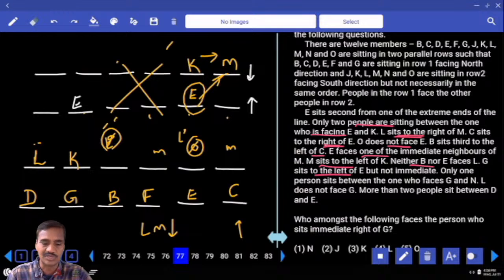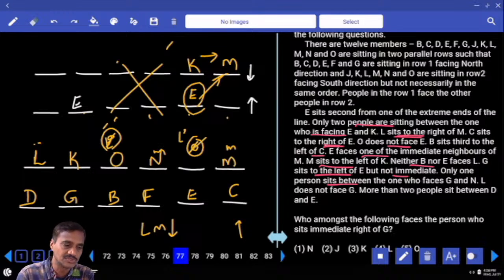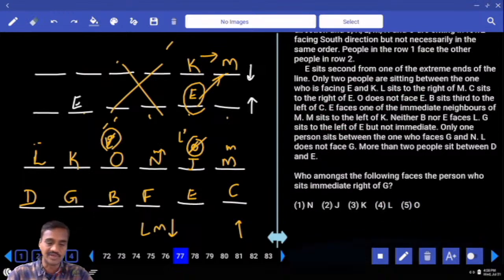And G sits to the left of E, but not immediate. 1 person between G and N. 1 person between G and the one who faces N. G and the one who faces N must be here. Now N is here. If N is here, M must be here. M is here, O cannot be here, O is here. O is here and J is the person left over. Now this is the final arrangement.